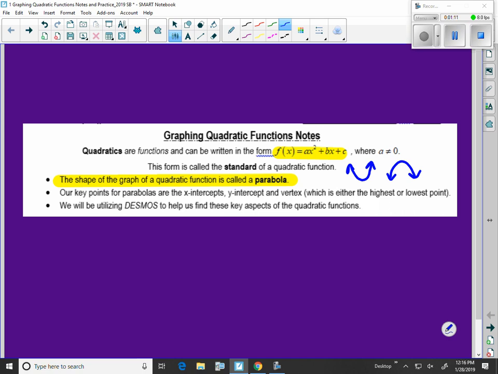The key points of a graph, we call them key features of a graph: x-intercepts, y-intercepts, and the vertex. Everybody say vertex. Vertex. Say y-intercept. Y-intercept. Say x-intercept. X-intercept. Beautiful. Those are the 3 main things that we will look for in a quadratic. Desmos is going to help us find those. I'm not going to ask you to find them just by looking at the equation.